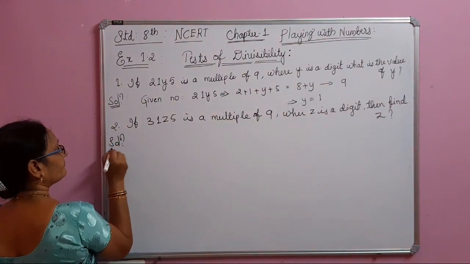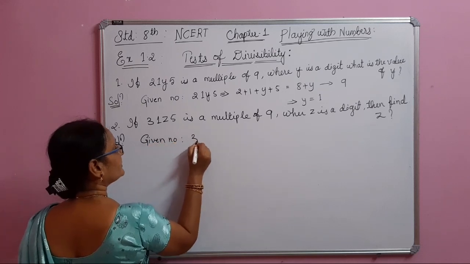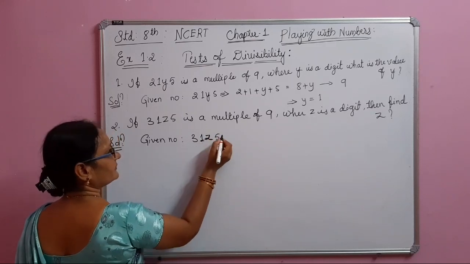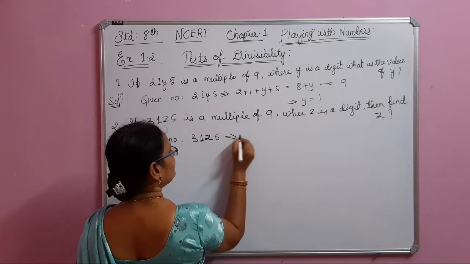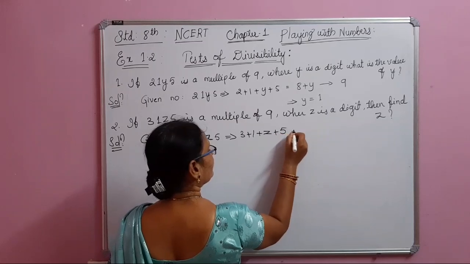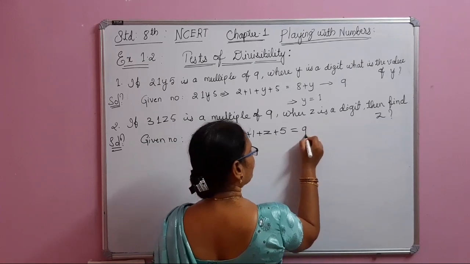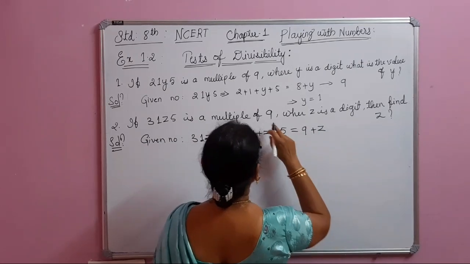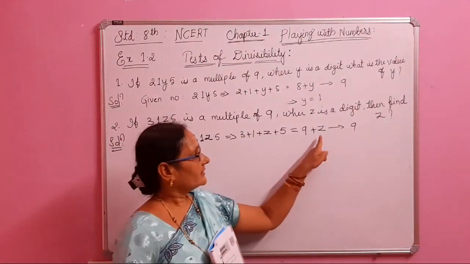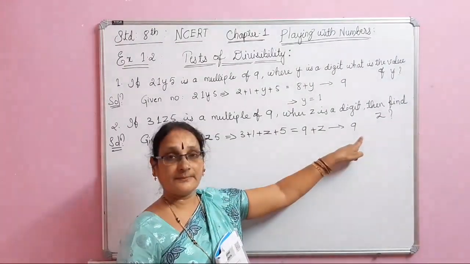Solution. Given number. What is the given number? 31z5. How to find out? This implies that 3 plus 1 plus z plus 5. This is nothing but 3 plus 1 is 4. 4 plus 5 is 9. 9 plus z is divisible by 9. See here, in place of z, what we have to put to make this divisible by 9?